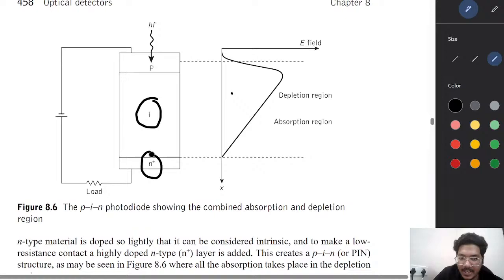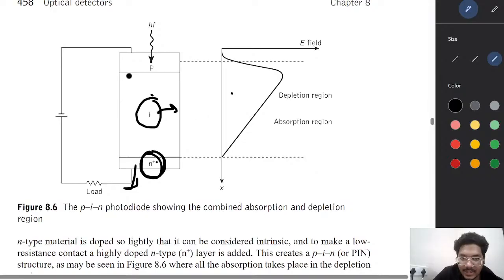The N plus region is highly doped for a good ohmic contact. To make an ohmic contact, we have to highly dope this region. The I region is the intrinsic layer, which is very lightly doped compared to N or P. So the key point is that the entire intrinsic region is fully depleted.